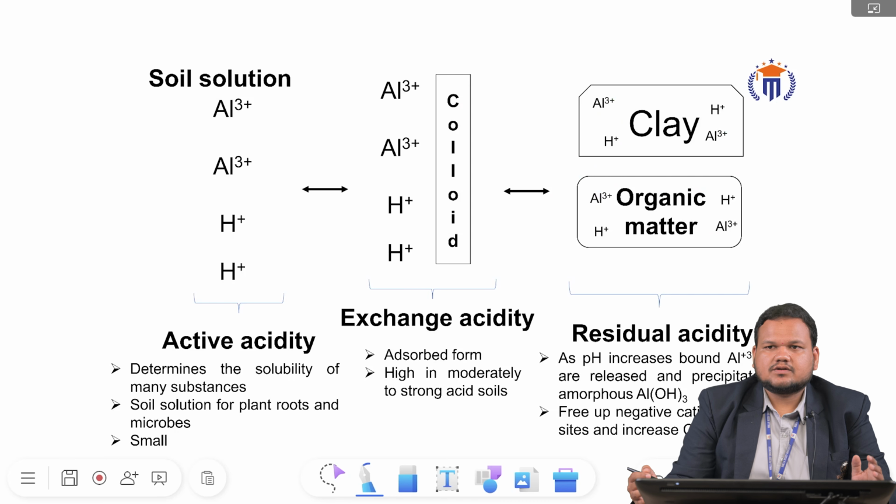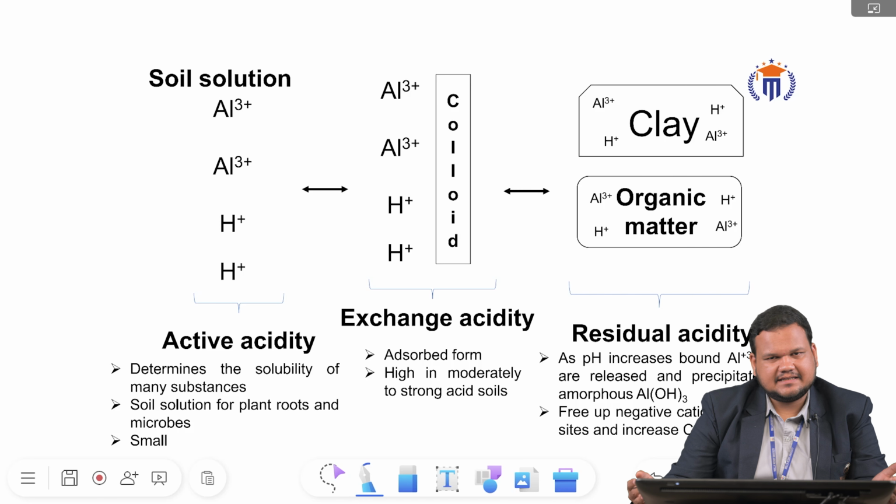So there are three types of soil acidity: active acidity, exchangeable acidity, and residual acidity or reserve acidity. The active acidity is nothing but hydrogen and aluminum. Hydrogen is a direct contributor to acidity, whereas aluminum is an indirect contributor.